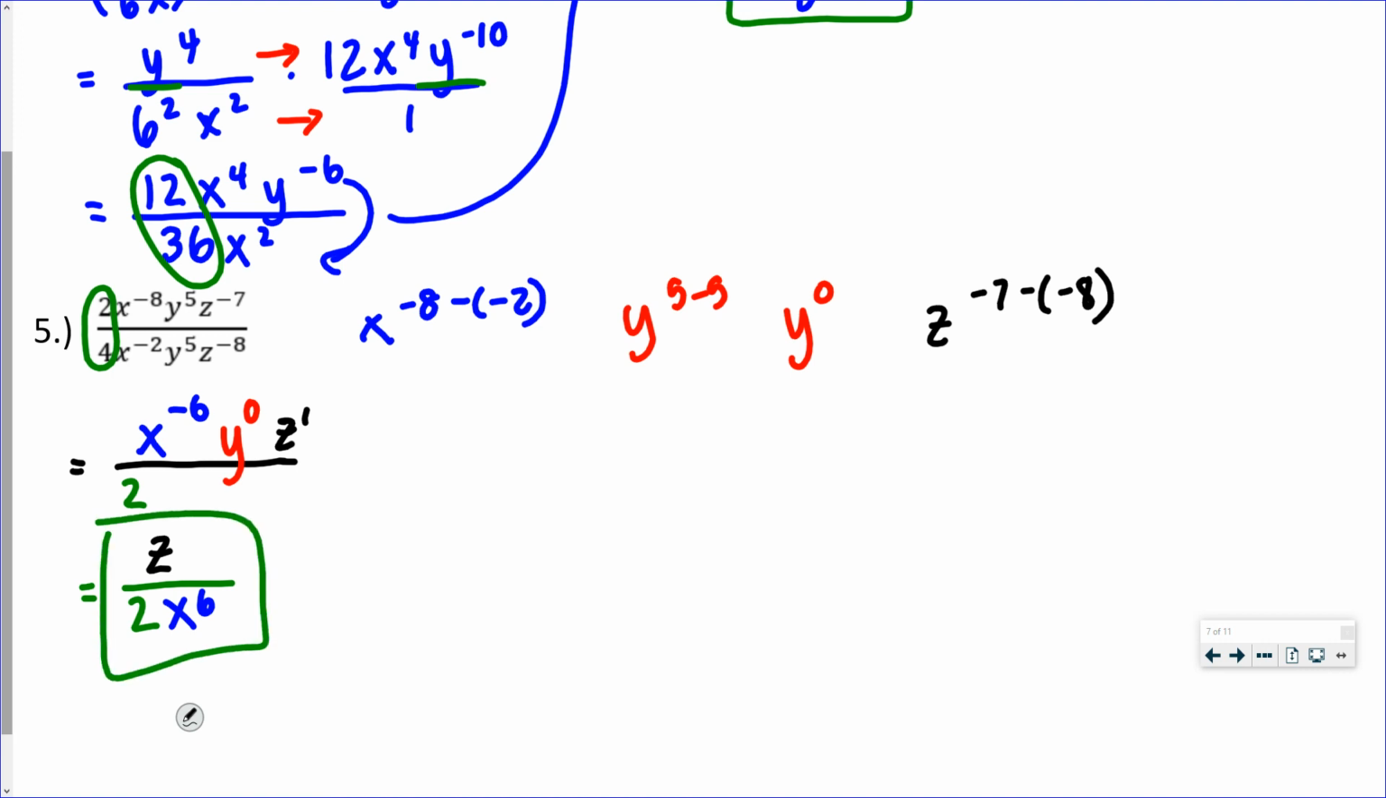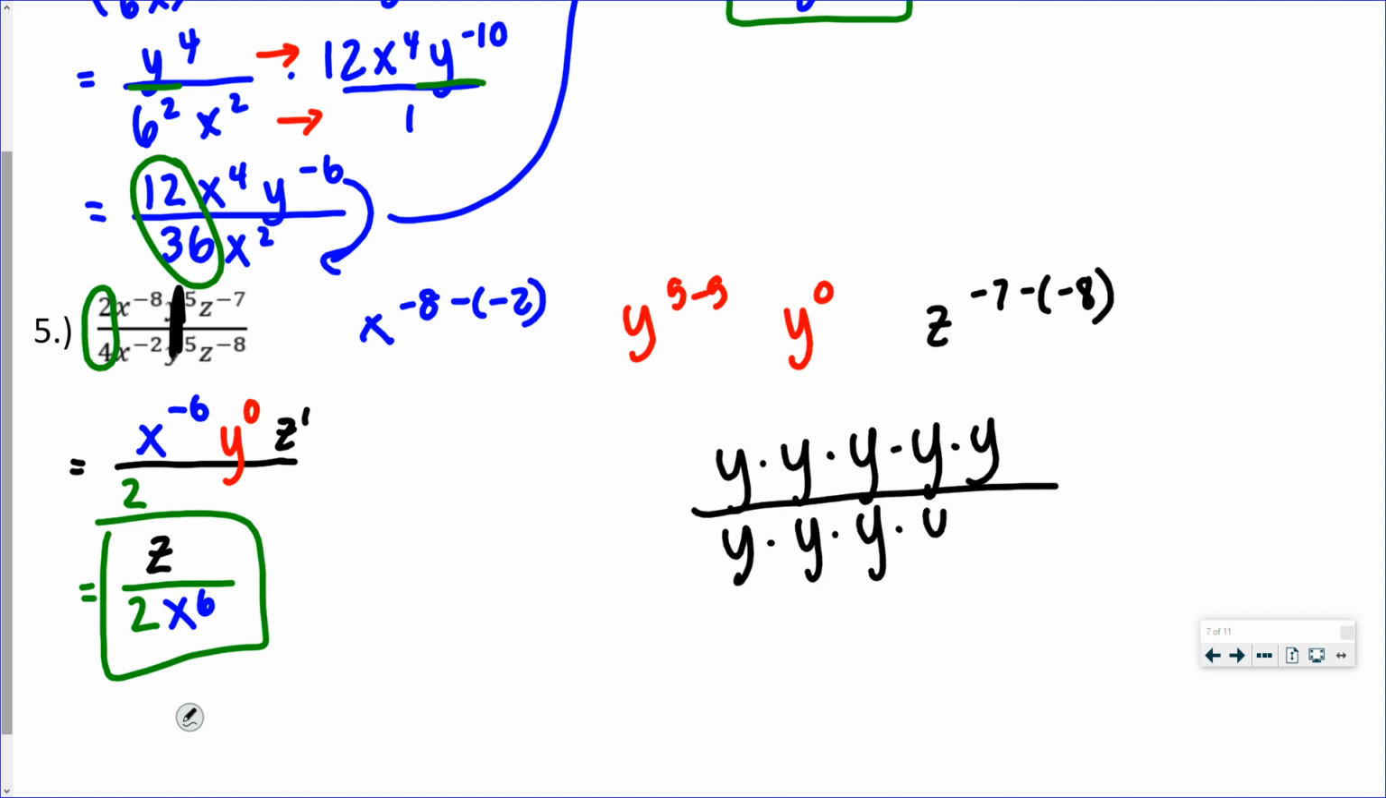Now, another way you could think of this, guys, is those y to the 5s, since you technically have 5 at the top, 5 at the bottom, they kind of cancel each other out. So if you think about it, if I have y to the 5th over y to the 5th, that's obviously just 1. Anything over itself is just 1, right? All these factors cancel each other out. But careful, you're not left with 0. It's technically 1.